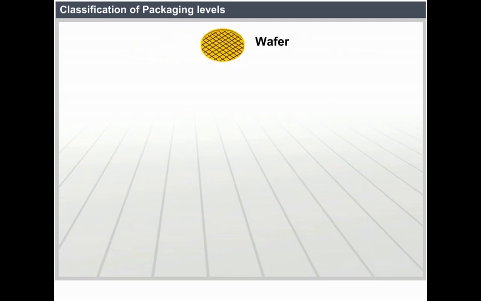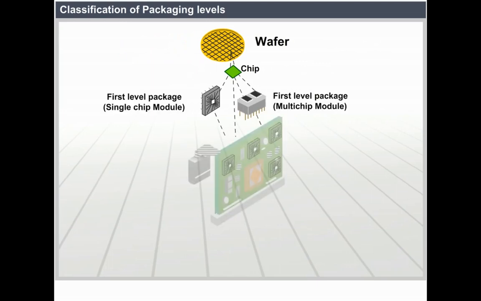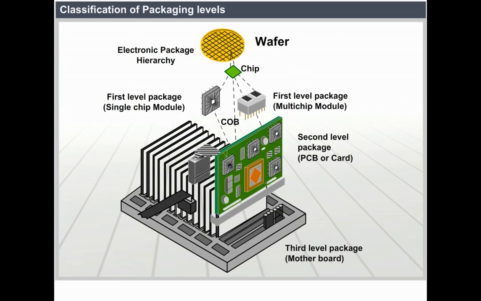Wafer, electronic package hierarchy, chip, first level package, single chip module, first level package, multi-chip module, COB, second level package, PCB or card, third level package, motherboard.